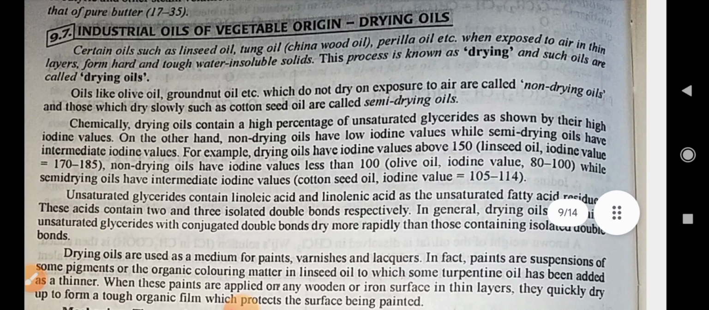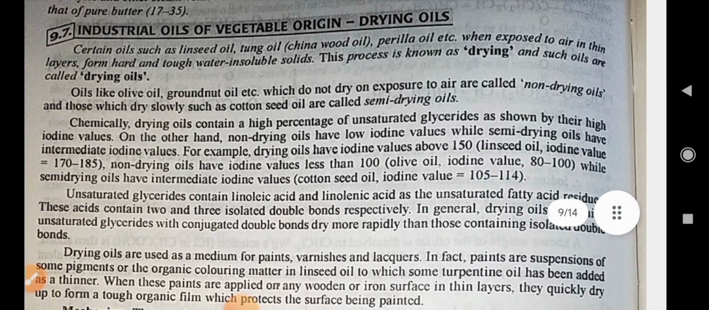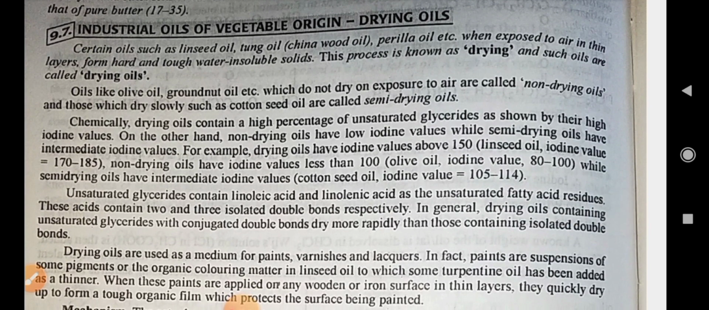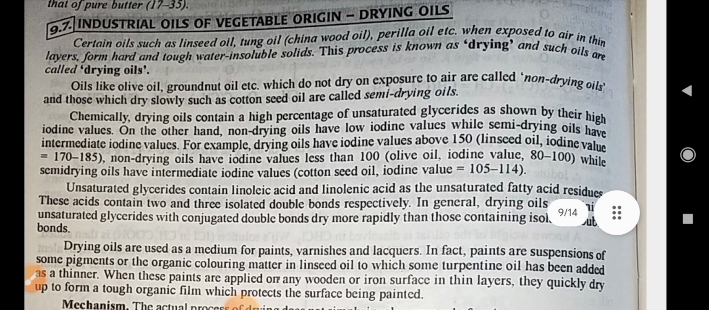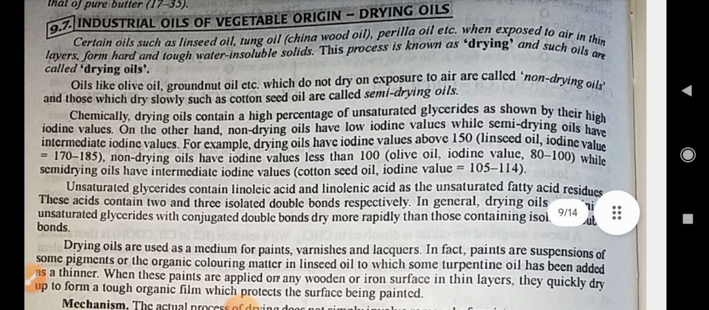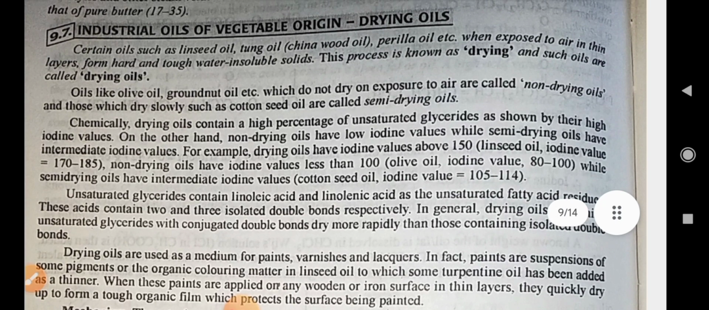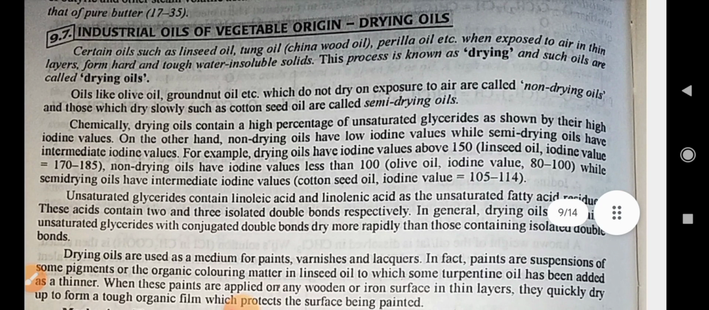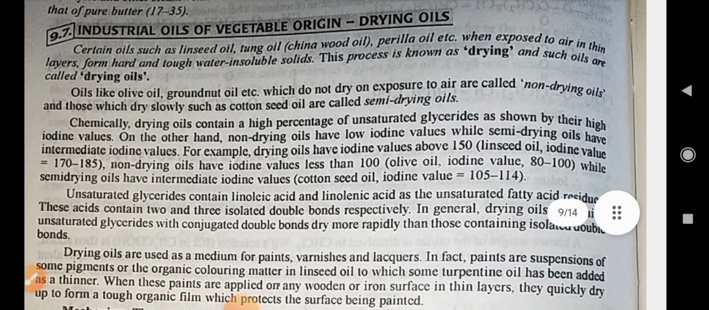Industrial oils of vegetable origin: drying oils. Certain oils such as linseed oil, tung oil, perilla oil, etc., when exposed to air in thin layers, form hard and tough water insoluble solids. This process is known as drying. Such oils are called drying oils.